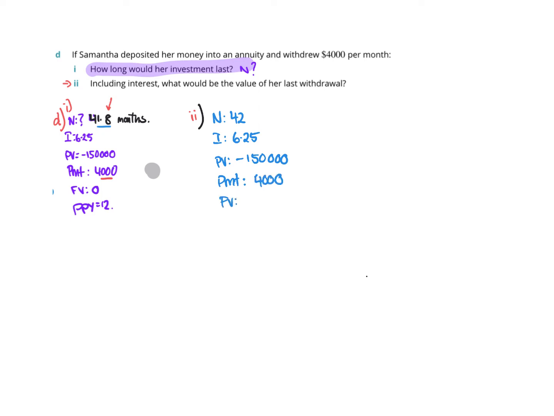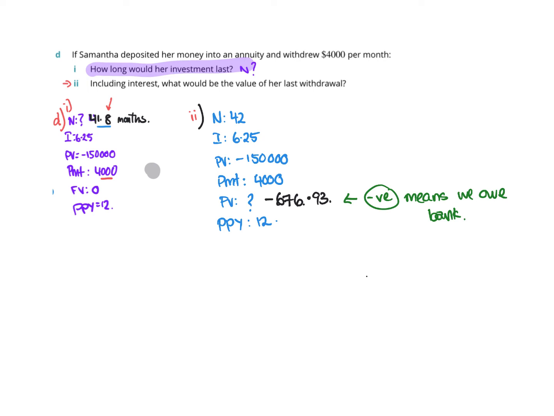So I'm going to put a question mark here, and PPY is 12. So when we do that, we'll see that we get a negative 676.93. So we have to remember that a negative means we owe the bank. So she would have, if she kept going for the 42 months, she would have taken out that last 4,000, but also owed the bank 676.